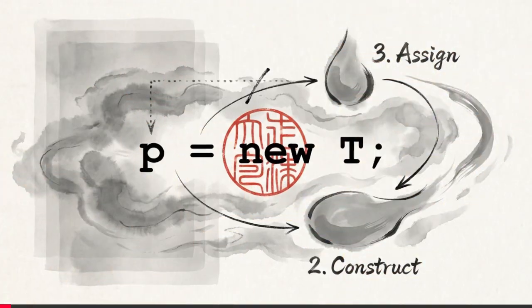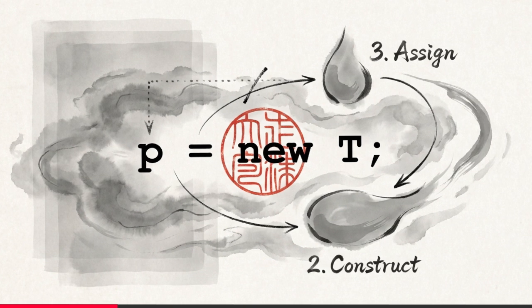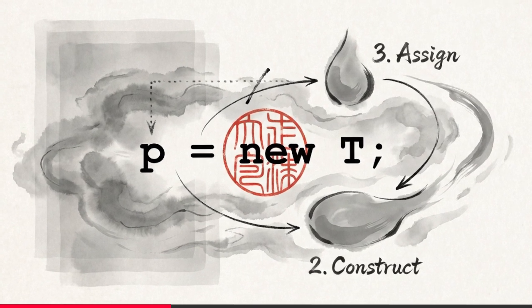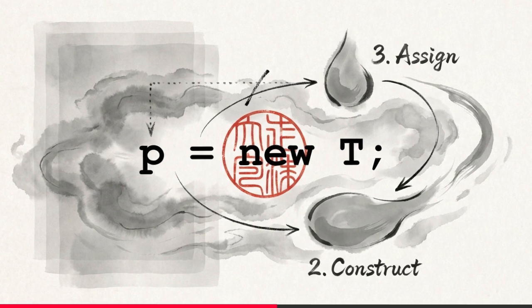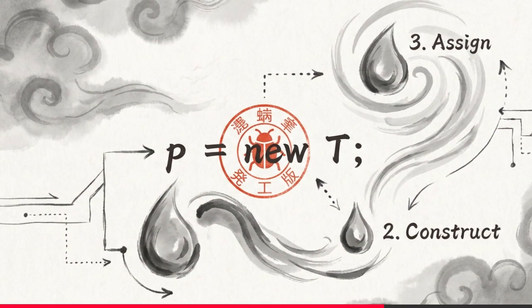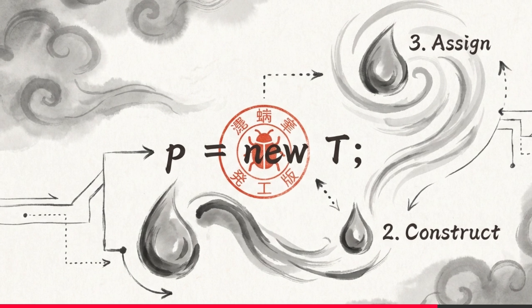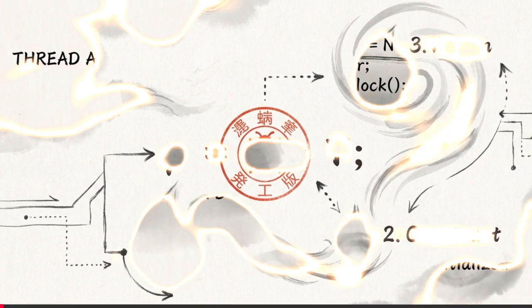Correct. And the whole problem is that the compiler or the CPU is free to reorder steps 2 and 3. Why would it do that? Performance. It's following the as-if rule. As long as the result appears the same to the current thread, it can reorder instructions however it likes to keep the pipeline full. So it might allocate the memory, then immediately assign the pointer before the constructor runs. That's the race condition right there.